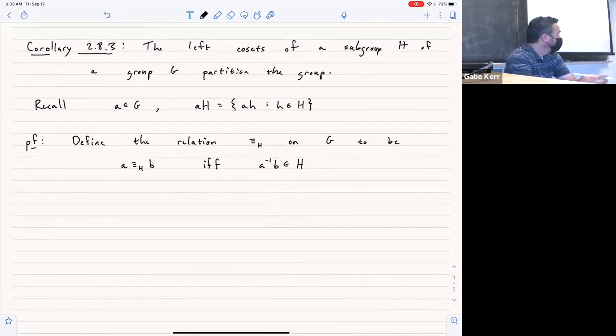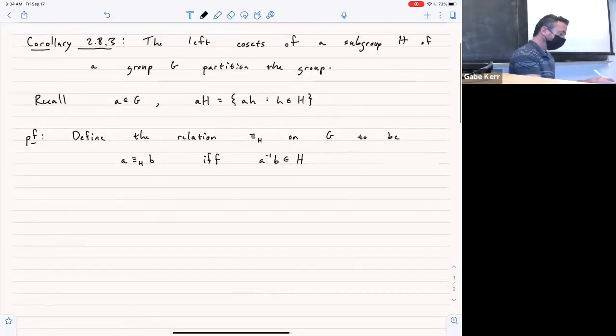Now, what we learned last time is that partitions and equivalence relations are basically the same thing. If I have one, I can get the other. And so what I want to show is that this particular relation is indeed an equivalence relation. We'll see that we just use the three basic properties of a subgroup to get the three basic properties of an equivalence relation. So claim: this is an equivalence relation on G.